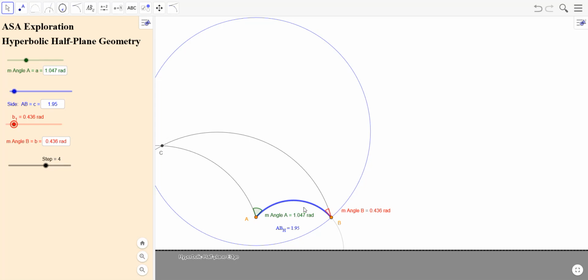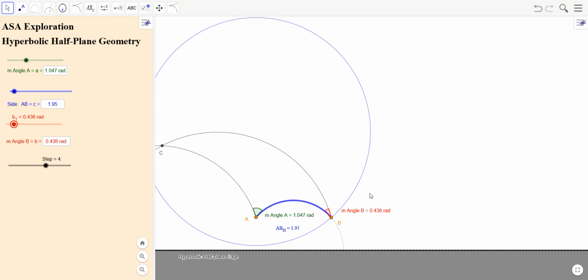The angles in a Euclidean triangle, the interior angles, their measures add up to pi radians or 180 degrees. In hyperbolic geometry, they add up to less than pi radians or 180 degrees. So if you get these two angles to have measures that add up to pi or more, then in fact no such triangle is possible.